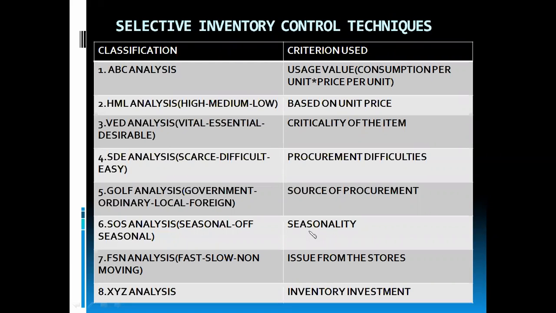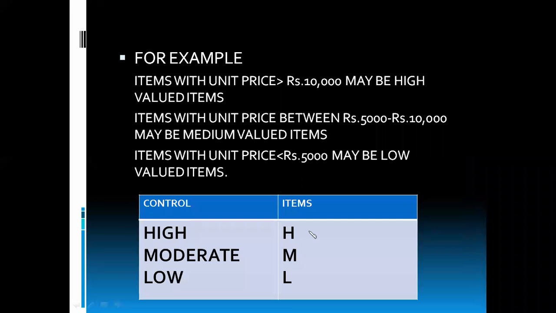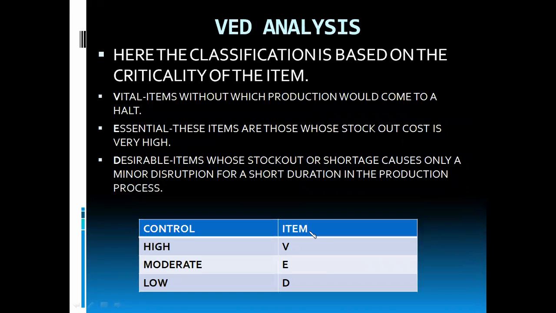First one is ABC analysis. Here classification is done based on the usage value. Then HML, high, medium, low, based on unit price. VED, vital, essential, desirable, based on the criticality of the item. Till here, this we had covered in the earlier lecture. Vital, essential, desirable: here the classification is based on the criticality or the importance of the item.